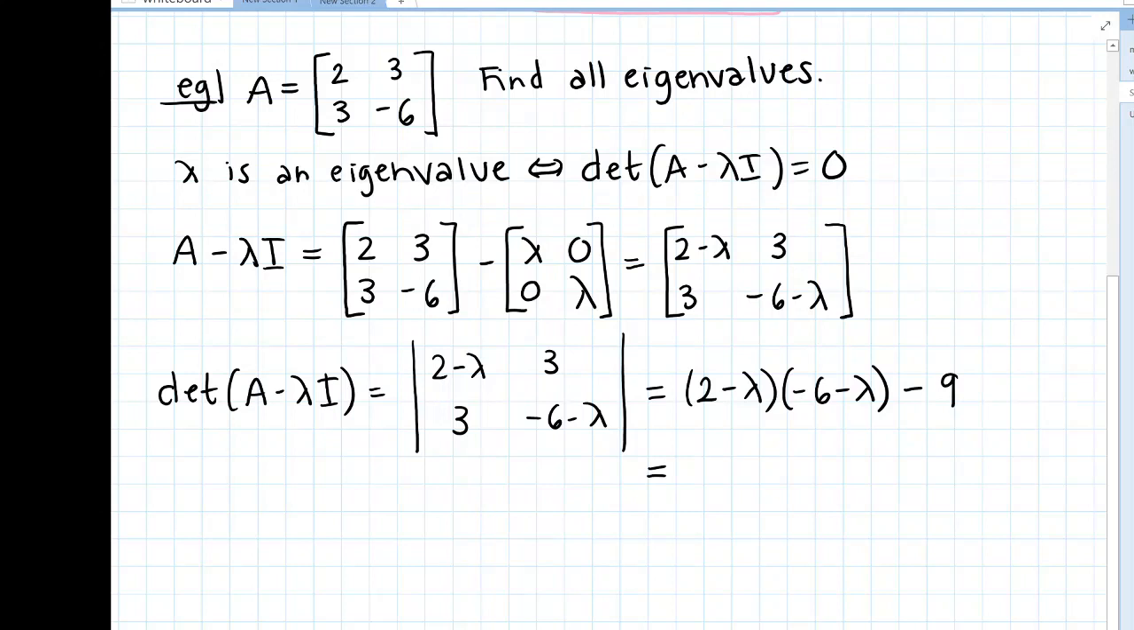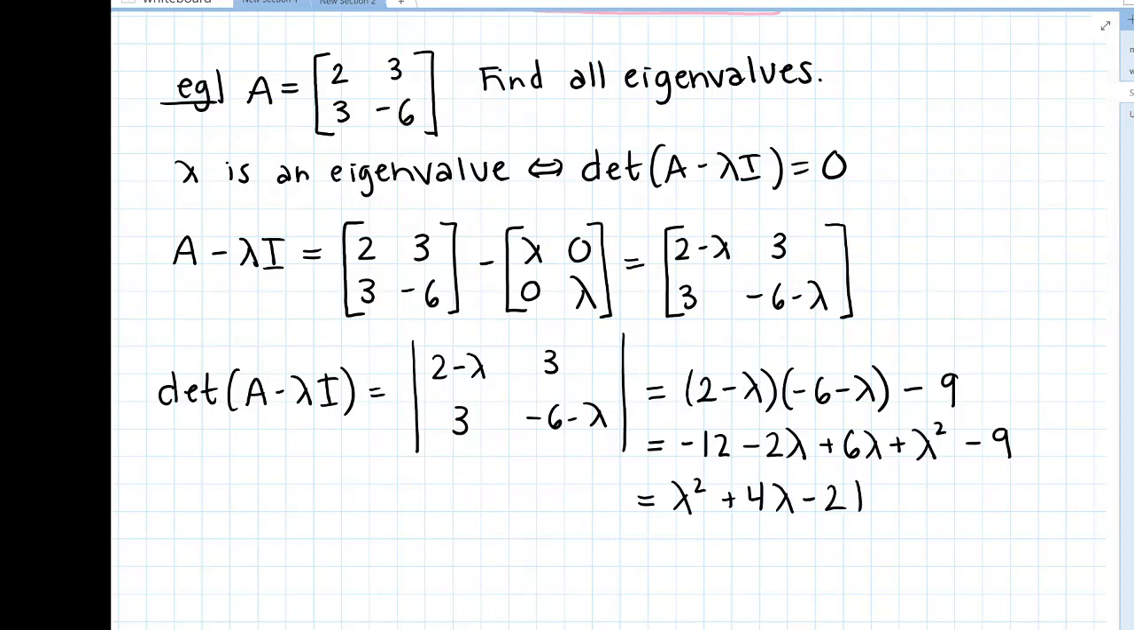So if we multiply this all out, we're going to get negative 12 minus 2 lambda plus 6 lambda plus lambda squared minus 9. Let me just check that with my work to make sure that's right. Yes. And so if we simplify that, we get negative 21. Actually, let me write this in a different order. Lambda squared plus 4 lambda minus 21.